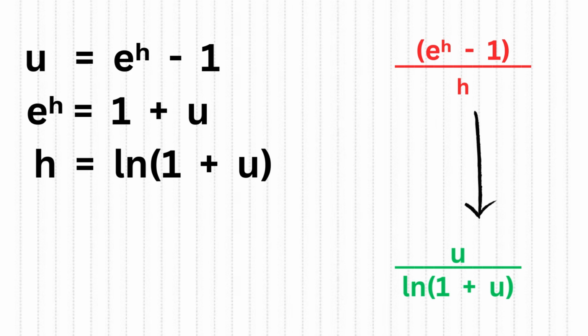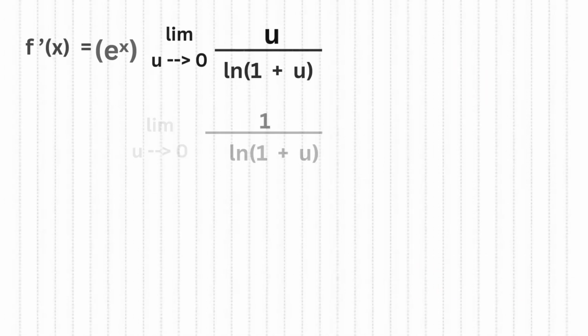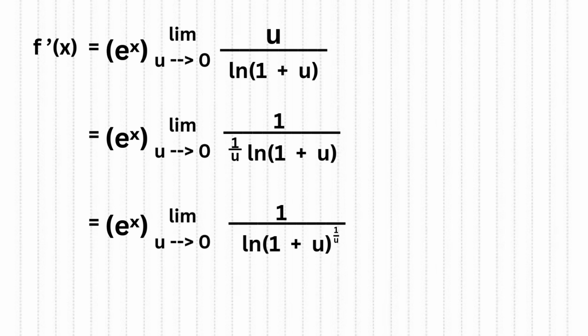Back to the substitution itself, u equals e to the h minus 1. Rearranging to find h, e to the h equals 1 plus u, and so h equals the natural log of 1 plus u. If you don't know how we got here, break up with calculus, algebra is calling. So let's plug these new values back into our equation. Initially, we had f prime of x equals e to the x multiplied by the limit as h approaches 0 of e to the h minus 1 all over h. Now, with substitution, we get e to the x multiplied by the limit as u approaches 0 of u over natural log of 1 plus u.